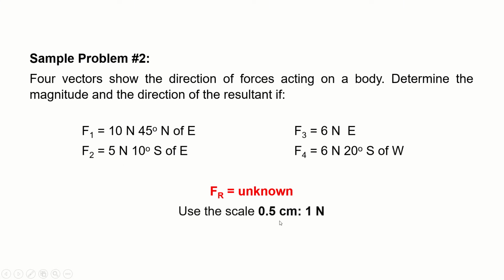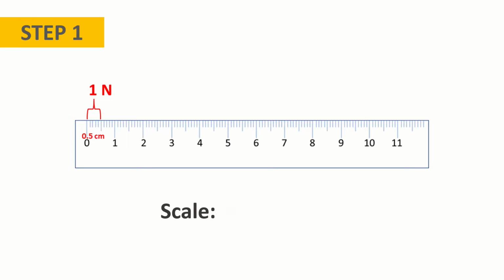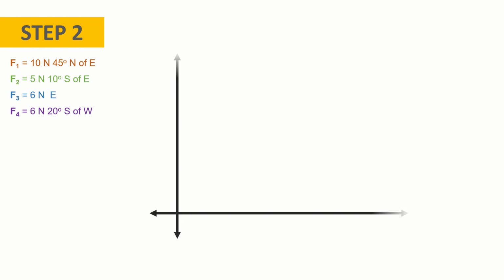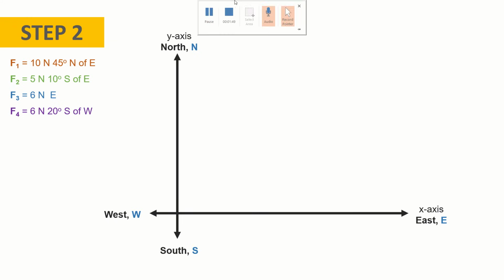So let us use the scale of 0.5 cm is to 1 newton. Therefore, every 0.5 centimeter on our ruler represents 1 newton. The second step, of course, is to locate the vectors in our Cartesian plane. Again, we use the Cartesian plane to visualize the direction. If you don't want to use the Cartesian plane and you just want to measure and draw a diagram of these vectors, you can also do that. But in our case, let us use the Cartesian plane so that we will be guided with the direction of our vectors.